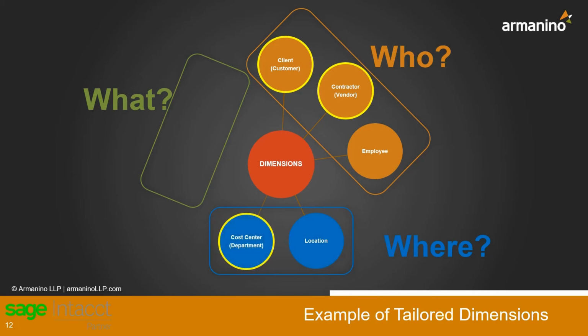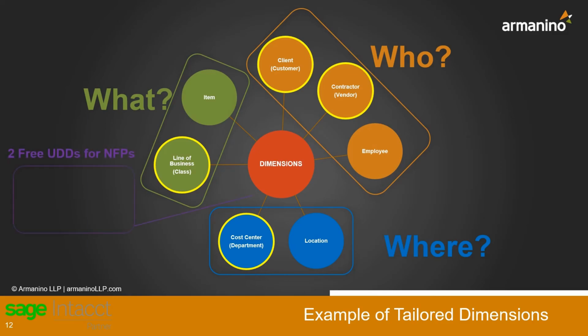Perhaps I don't have departments, I have cost centers or divisions. And maybe I want to repurpose that class dimension to track something like line of business or segment, something like that. And then don't forget, for nonprofits or anyone else that's utilizing those user-defined dimensions, maybe we want to track things like funding source or event.